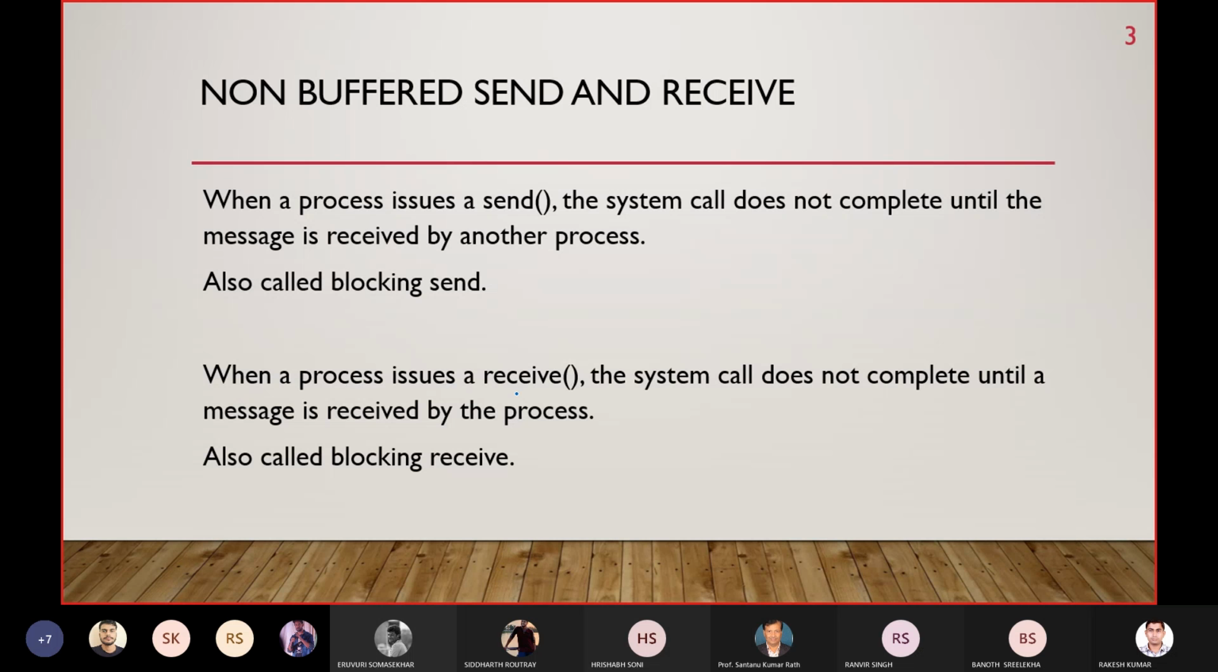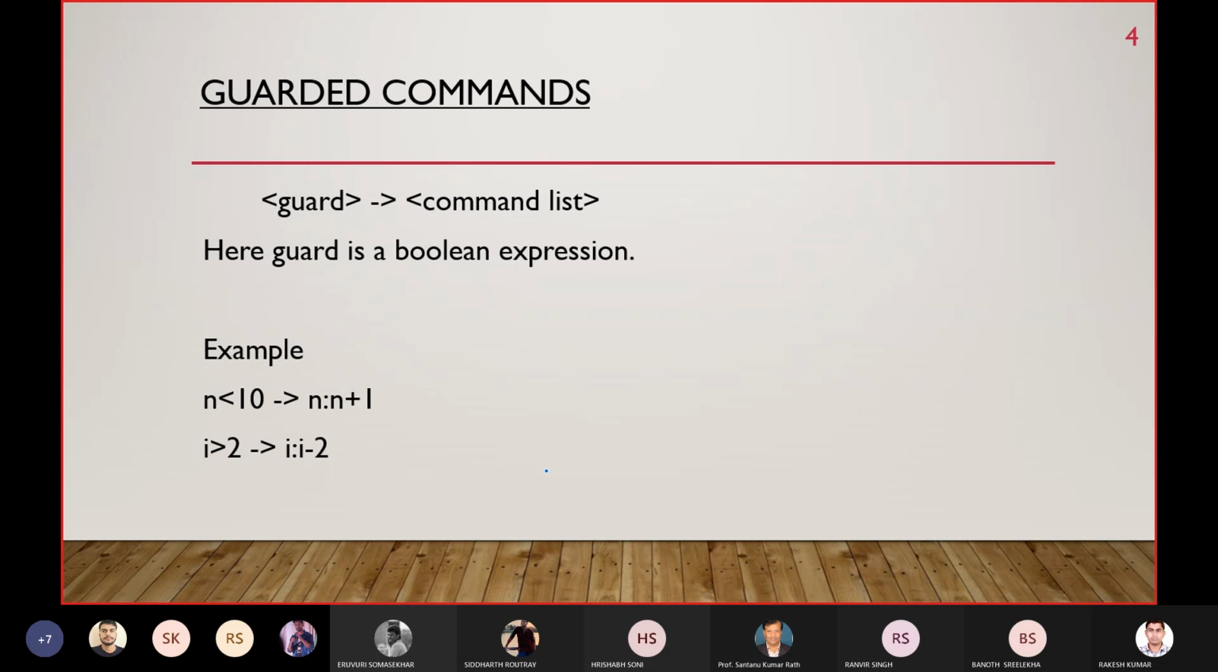In the same way, there is non-buffered receive. When a process issues a receive, the system call does not complete until a message is received by the process. All other system calls will be blocked until the message is received by that destination process. Now, guarded commands: we have already seen this in the lab, but I will tell it again.